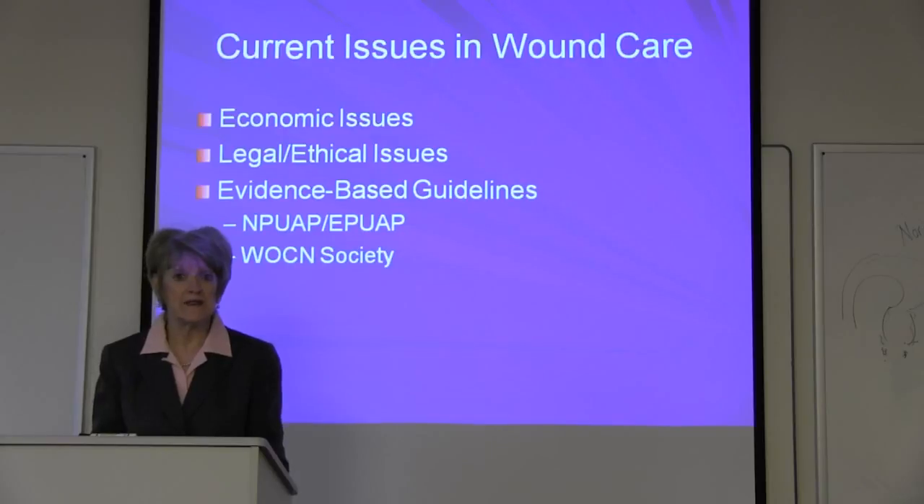So to get the NPUAP guidelines, you go to www.npuap.org. To get the WOCN guidelines, www.wocn.org. But don't get them yet. Wait till you graduate, wait till you're a member, you'll get them at a much reduced rate.